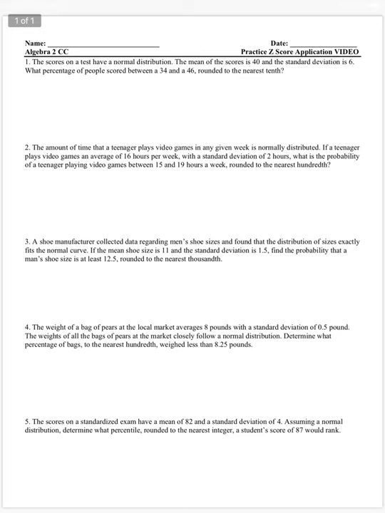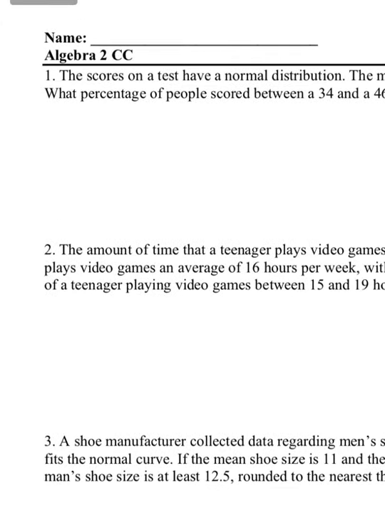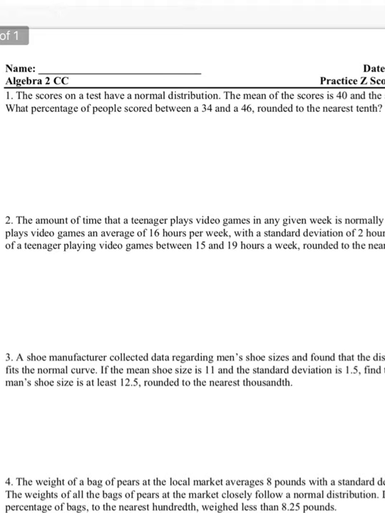So for number 1, the scores on a test have a normal distribution. The mean of the scores is 40 and the standard deviation is 6. What percentage of people scored between a 34 and a 46 rounded to the nearest tenth? So what you're going to do, the mean is 40, standard deviation is 6. We're looking for in between two numbers, in between a 34 and a 46. So if you want to draw this curve first, you can.